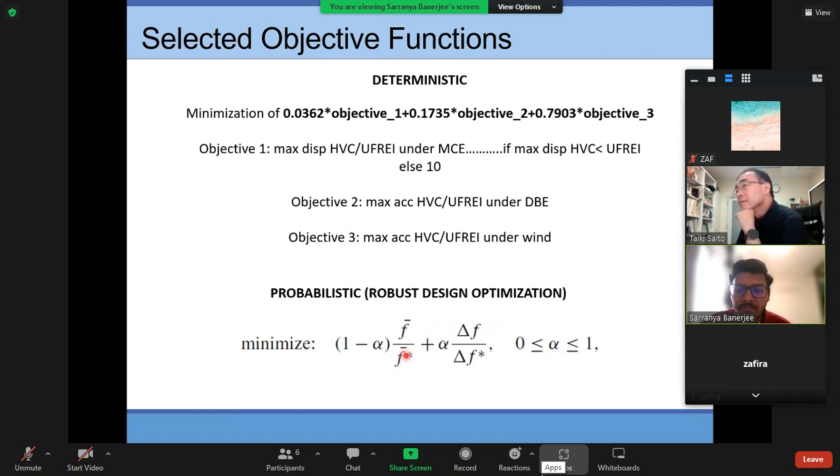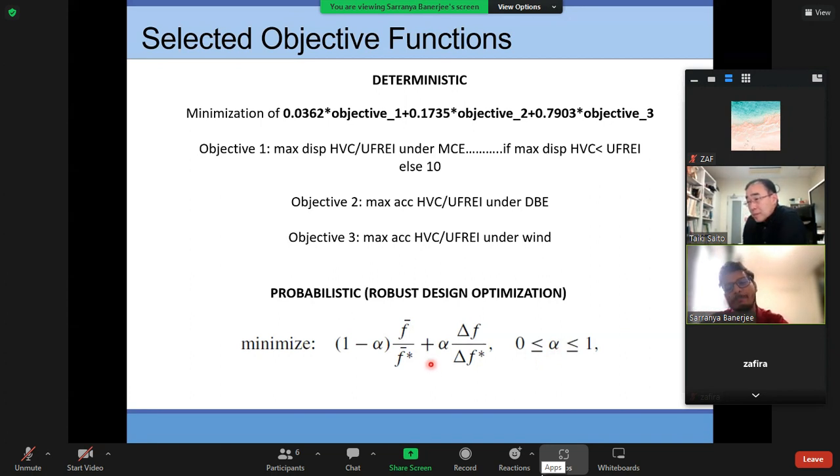And this f bar star and delta f star, this is the value when alpha is 0, that is, when we are only reducing the mean. So what is the objective value at that alpha? This is that. And when we are only reducing the standard deviation, what is the objective value of the function? This is that. So this is basically normalizing them, because the mean and standard deviation may have very different scales, so just to normalize them and get an objective function which is close to 1, we are doing this. So if we minimize this objective function, we can get a robust optimum design.